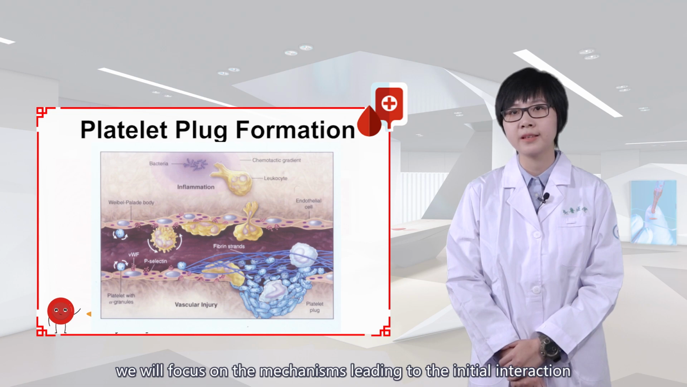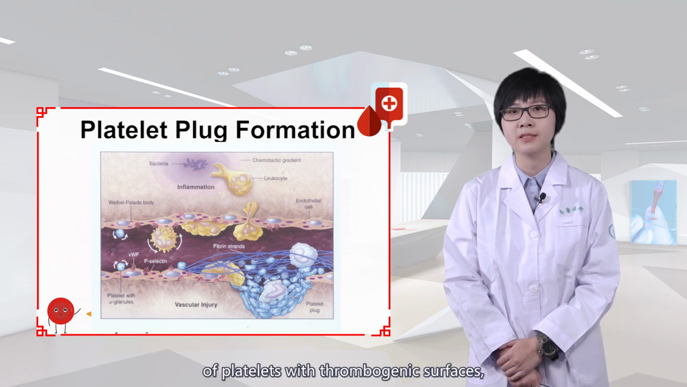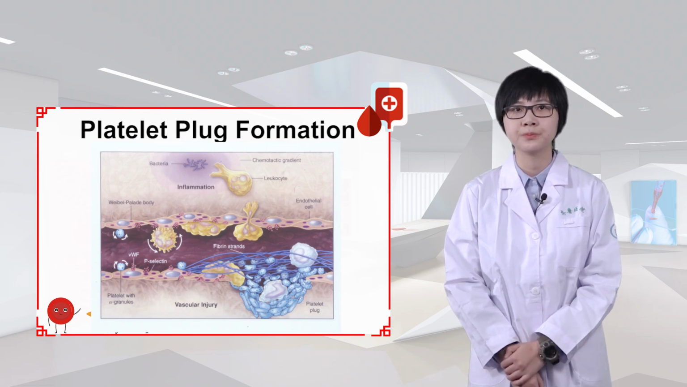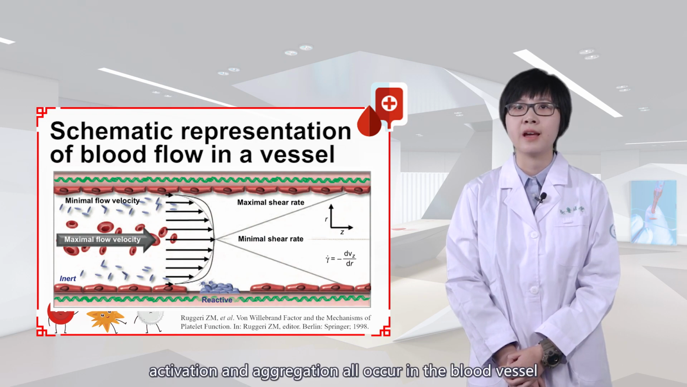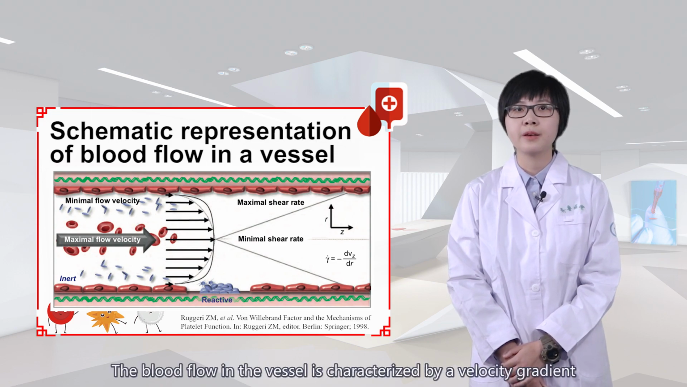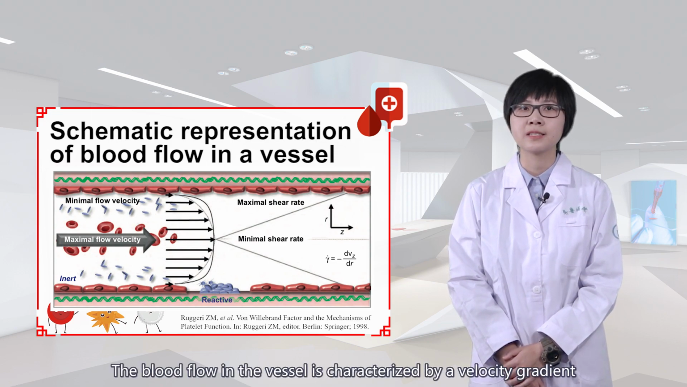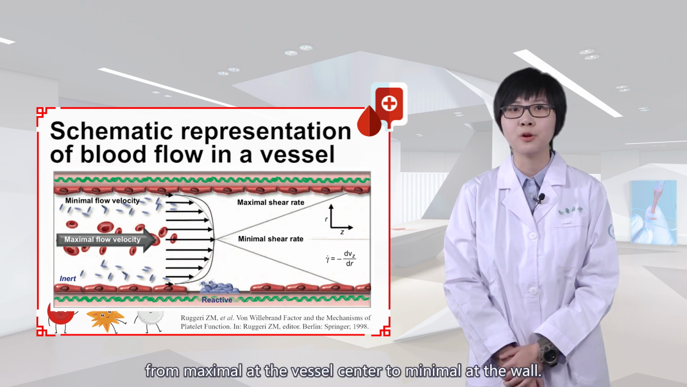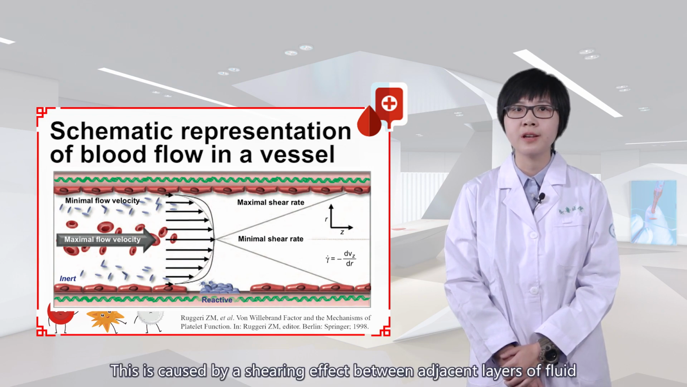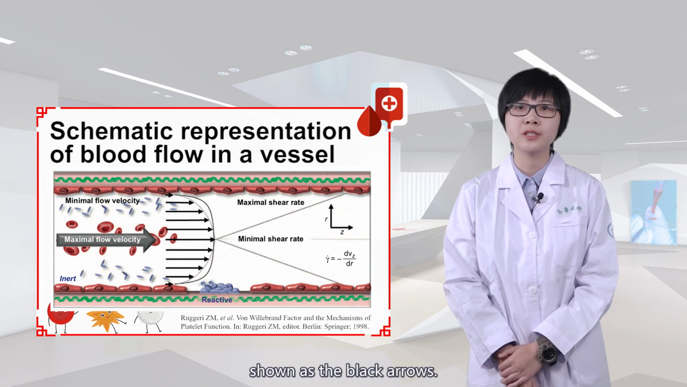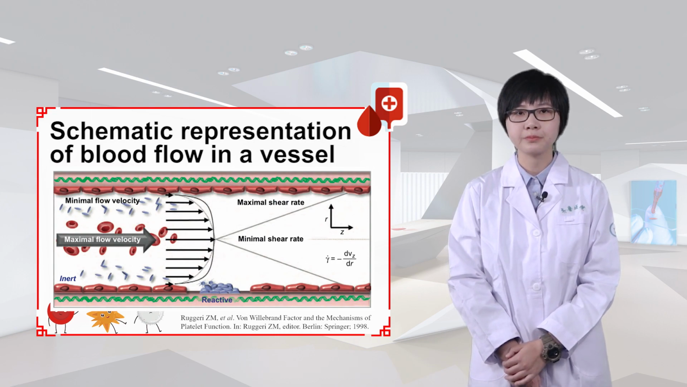We will focus on the mechanism leading to the initial interaction of platelets with thrombogenic surfaces and the subsequent adhesion and activation. The platelet adhesion, activation, and aggregation all occur in the blood vessel and are influenced by blood flow. The blood flow in the vessel is characterized by a velocity gradient from maximal at the vessel center to minimal at the wall. This is caused by a shearing effect between adjacent layers of fluid that is greatest at the vessel wall and minimal at the center, shown as the black arrows in the picture.